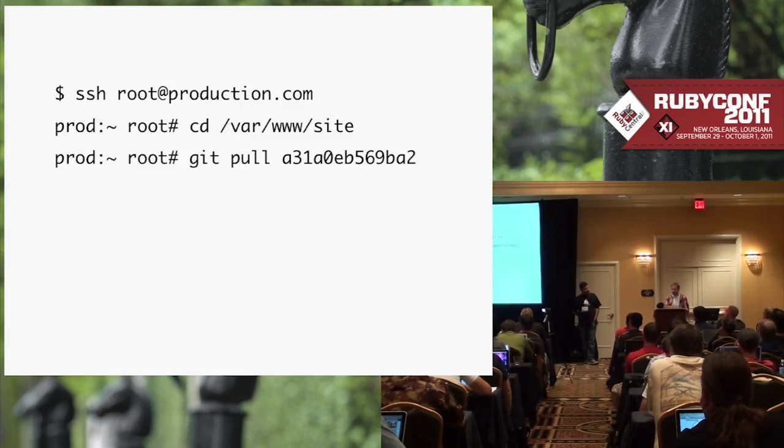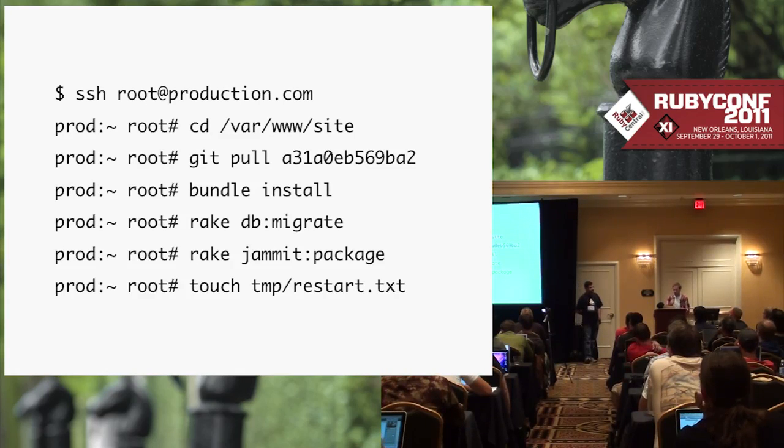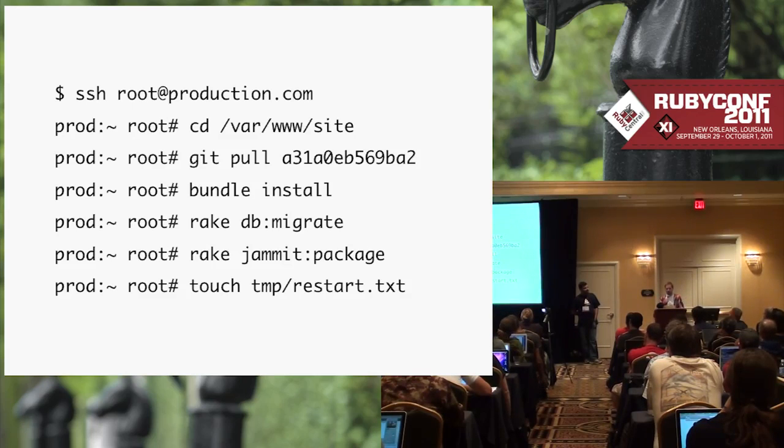And I cd /var/site, git pull the commit out, I'm bundle installing, I'm rake db:migrating, jamming the packaging, touch tmp/restart.txt, and that's it. And I just do this on all 18,000 servers individually, but I can do it in parallel because I just get the flash in there or something. He takes care of it. No. Okay, so obviously this process doesn't scale.